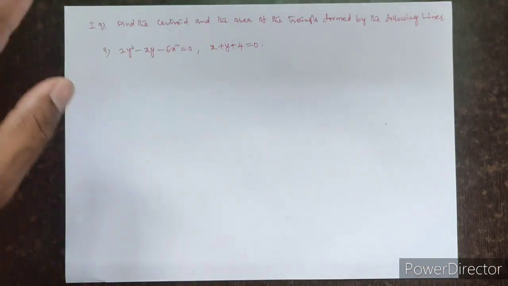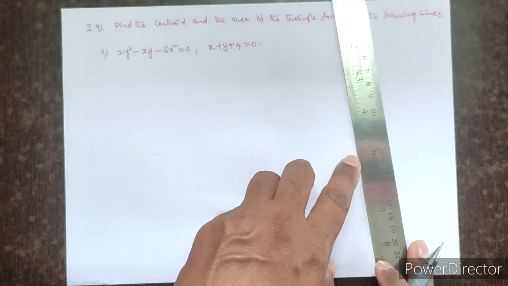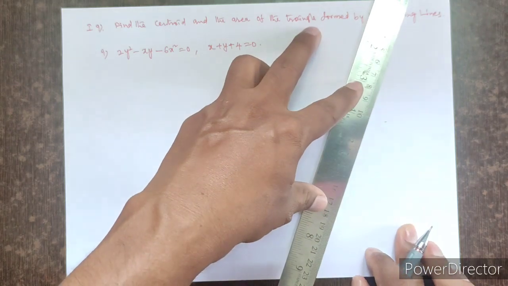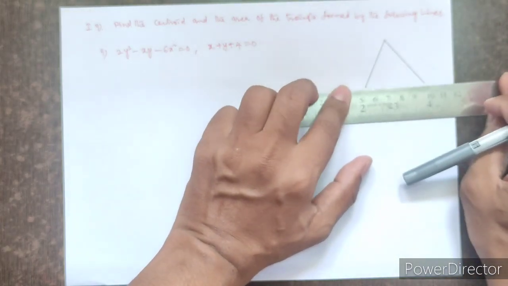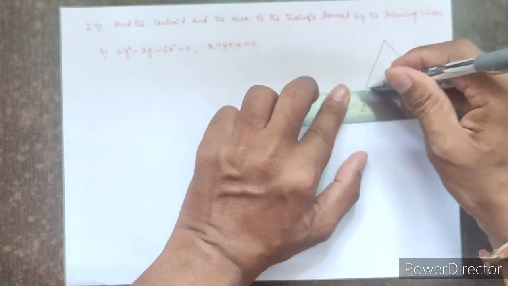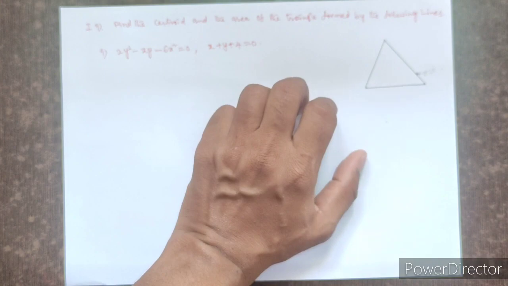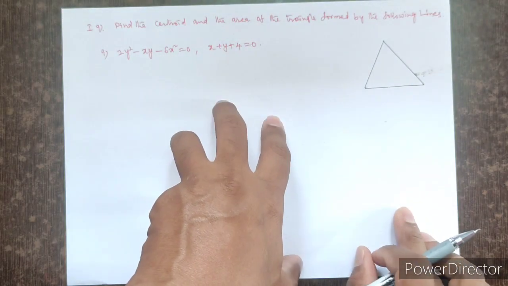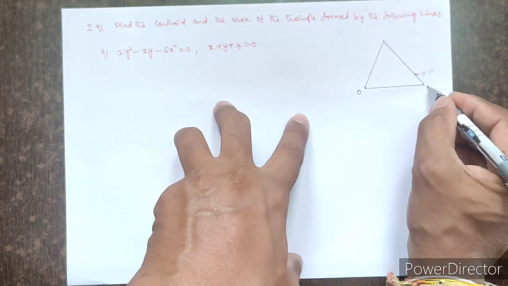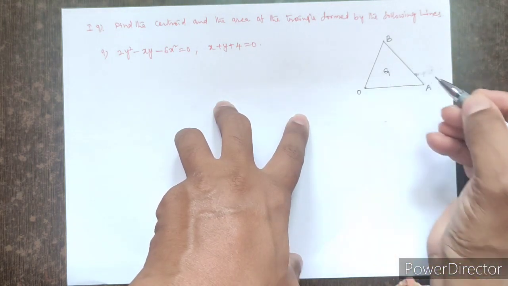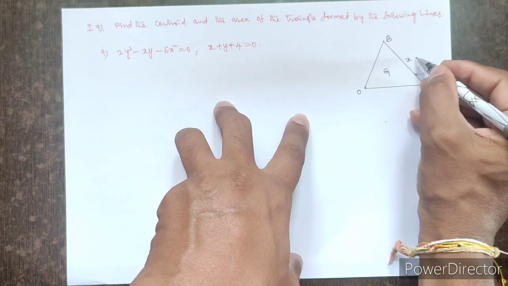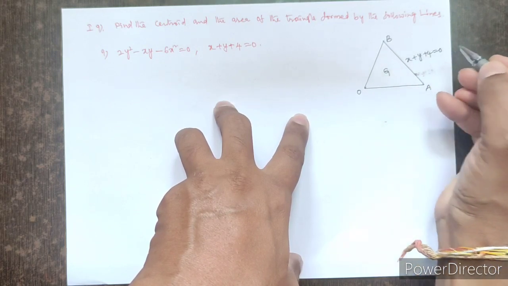Solution. This is O, this is A, this is B. This is the centroid, and this line AB is nothing but x plus y plus 4 equal to 0.